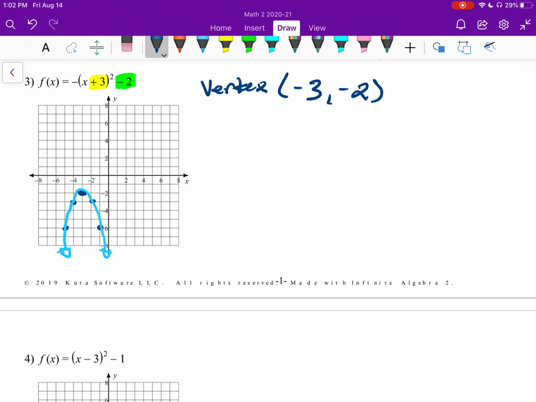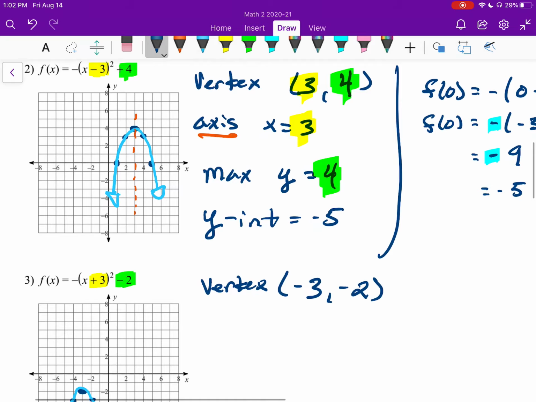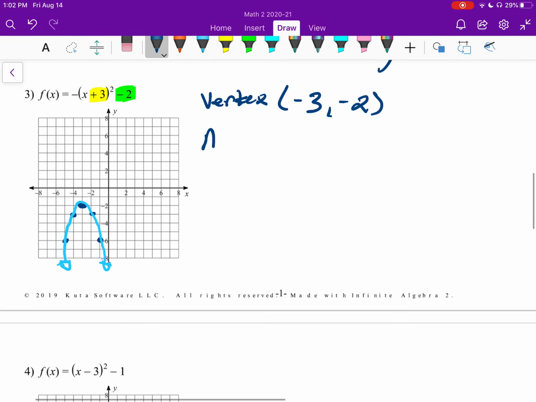All right. Next up, what was next up in the last one? I think it was axis. Yes. The axis of symmetry. The axis of symmetry is always x equals the x value of your vertex. I'm highlighting those because the numbers that I'm highlighting will always be the same.